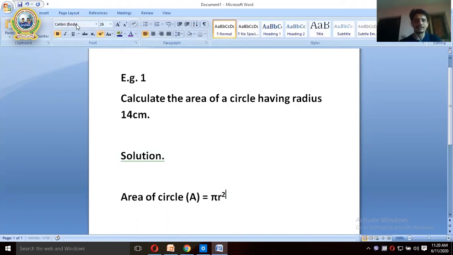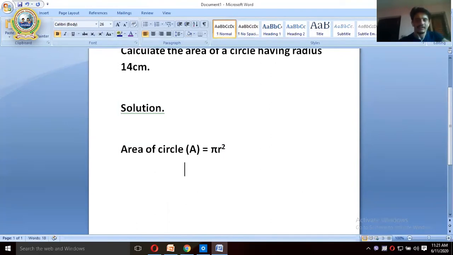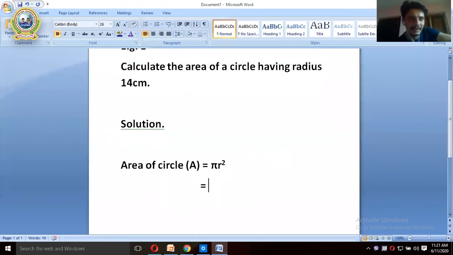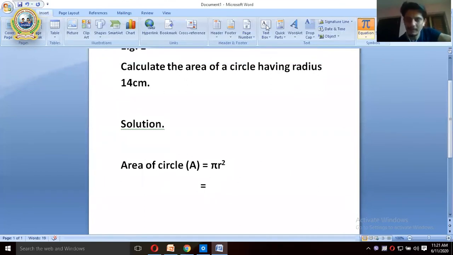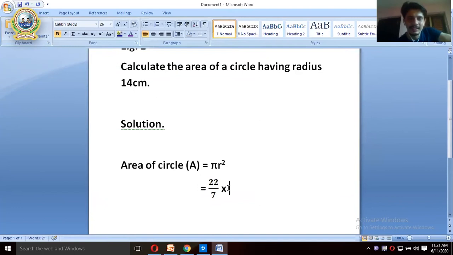Okay, now let us go to the solution. You should understand that the value of pi is 22/7. See that. Value of pi is 22/7. So this is into radius. What is the value of radius there? 14 centimeter, isn't it? You should put it in bracket, that is 14 centimeter square. So this is the formula. In bracket you can write it there, because what is the value of pi?